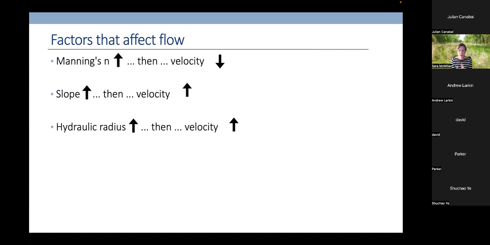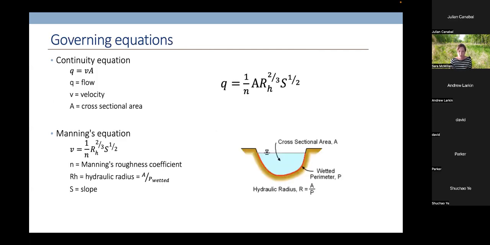Hydraulic radius is a little bit trickier. Based on the equation, you can see that the hydraulic radius increase causes velocity to increase. But if you think about it from this little particular graphic, the hydraulic radius is really the ratio of the area to the wetted perimeter.